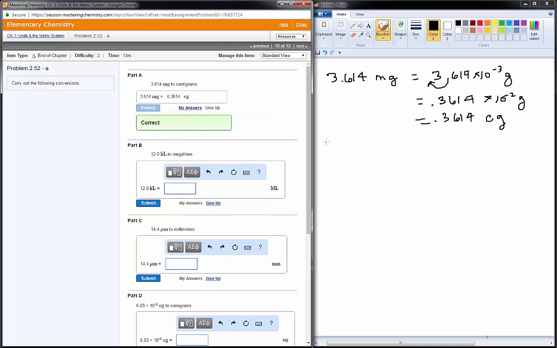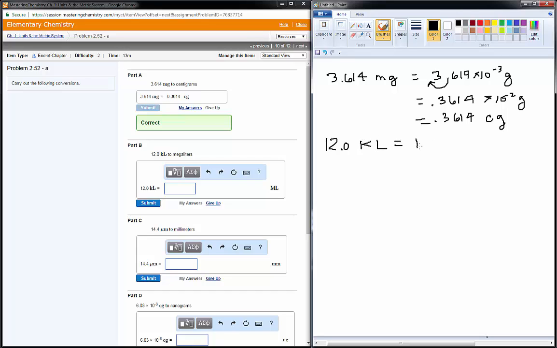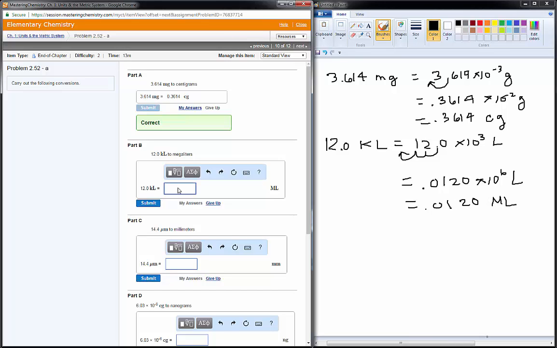Kiloliters to megaliters. 12 kiloliters equals 12, kilo means times 10 to the third, liters. Megaliters is 10 to the 6th. So in order to get 10 to the 6th, we are going to need to move this by 3 more positions. So that's going to be 0.0120 times 10 to the 6th liters. So that gives us 0.0120 megaliters.